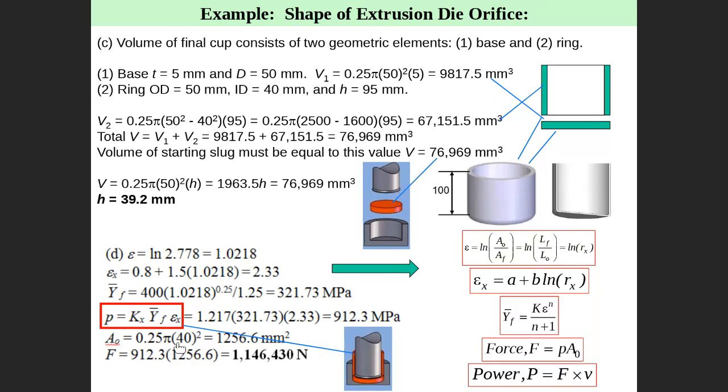Then area is pi divided by 4 times 40 millimeter squared. This is the area of the pressure, A0. Then force equals pressure multiplied by A0. Power can also be obtained as force multiplied by V, the speed of the ram. Then power can be obtained.